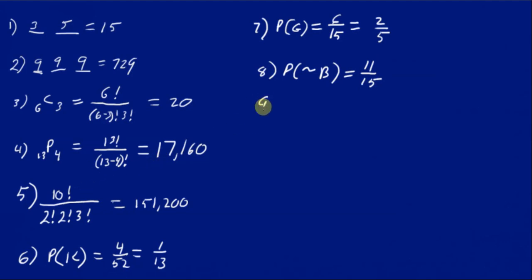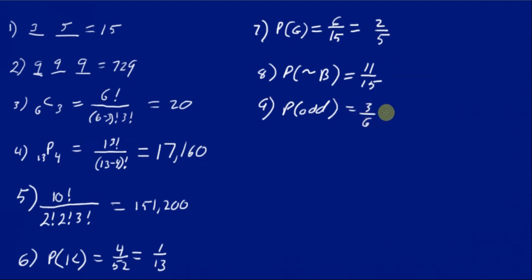Number 9, we're rolling a die, and I would like the probability of coming up with an odd number. Well, the 1, 3, and 5 are the odd ones, so that's going to be 3 choices out of 6 total different possibilities. So we're looking at 1/2.